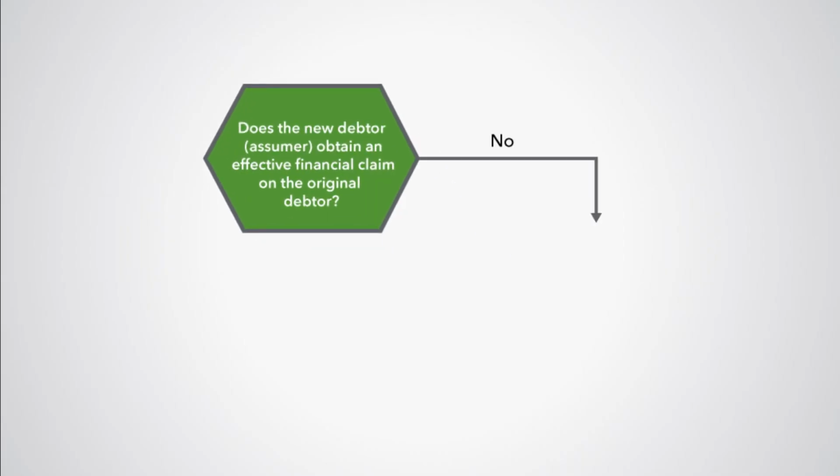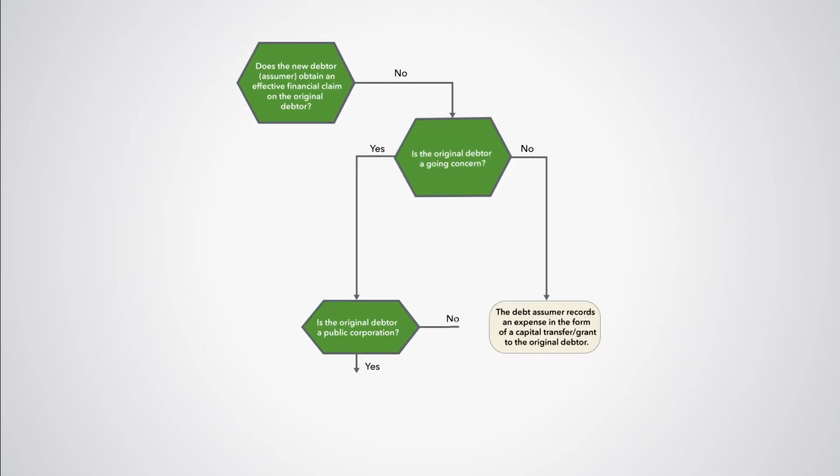If the answer is no, then it records an expense in the form of a capital transfer, which we classify according to the nature of the debtor. The counterpart entry is a decrease in financial assets in the form of currency and deposits. At the same time, the state-owned enterprise records a revenue in the form of a capital transfer and a decrease in its original debt liability to the local bank.